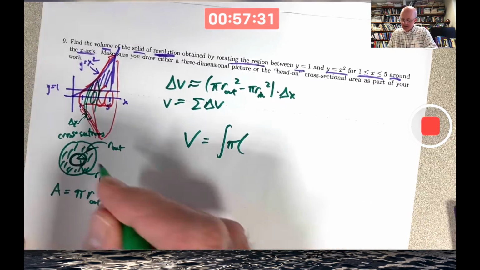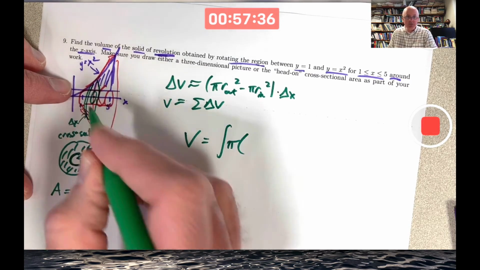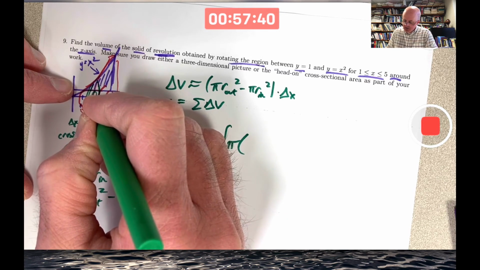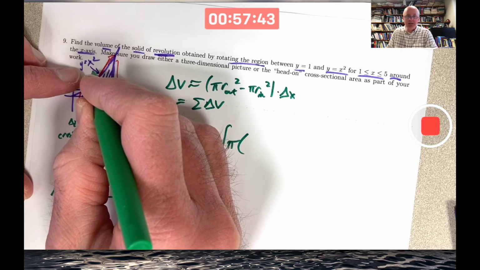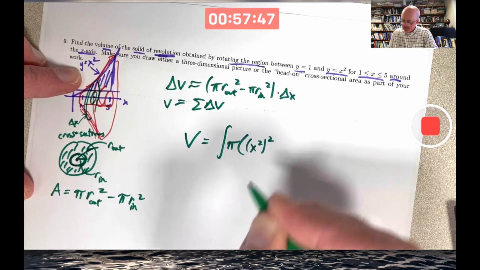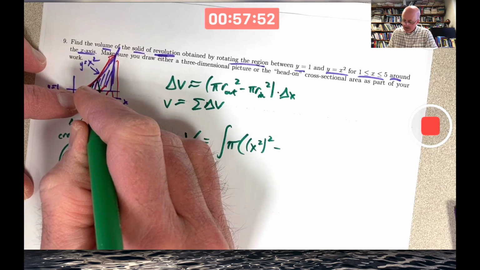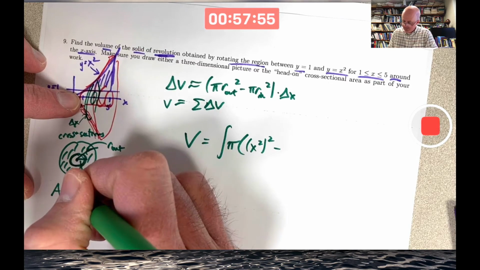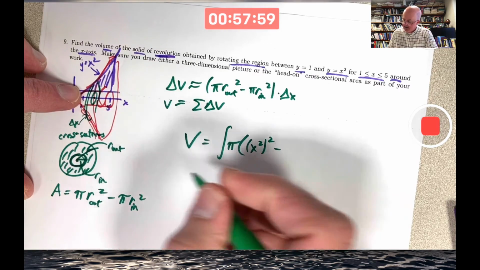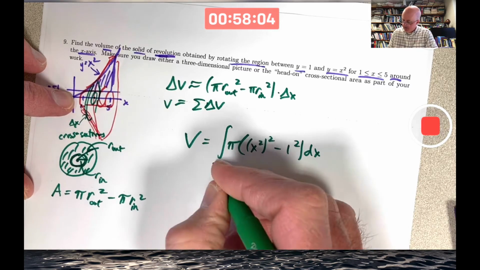How do they depend on x? Think about this picture here. The x-axis is the center of the washer, so to speak, corresponding to the middle here. R out is the distance between the x-axis and the upper graph. That's the x squared. So R out is x squared. And R in is the distance between the x-axis and the inner one, which is constant. It's 1. The outer radius changes as x changes, it increases, and the inner radius stays constant. And x goes from 1 to 5 here, 1 to 5.